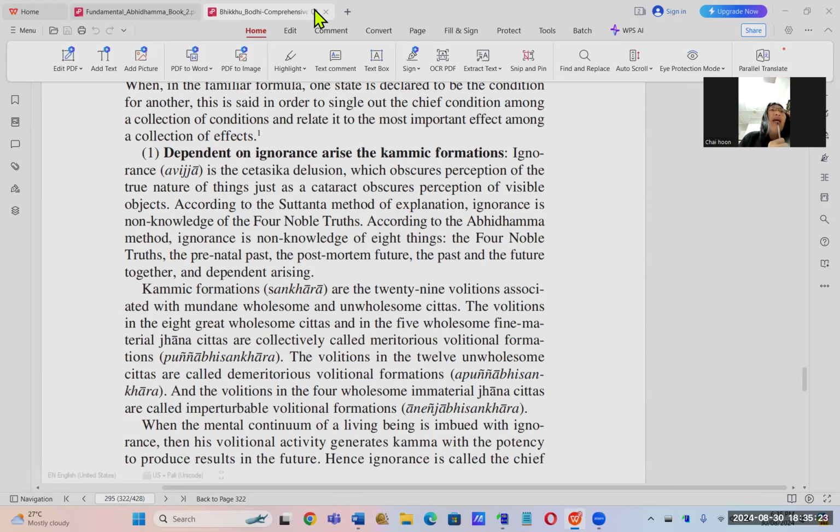Karmic formation, sankhara, are the 29 evolutions associated with mundane, wholesome, and unwholesome chittas. The evolution in the 8 great wholesome chittas and in the 5 material jhana chittas are collectively called meritorious evolutional formations, punya abhisankhara. The evolutions in the 12 unwholesome chittas are called demeritorious evolutional formations, apunya abhisankhara. And the evolutions in the 4 wholesome immaterial jhana chittas are called imperturbable evolutional formations.